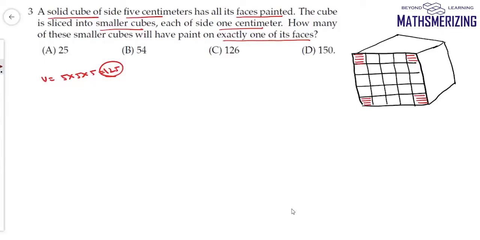Now what about cubes on the edges? On the edges, each cube is shared by 2 faces. So these 12 cubes on the edges will have paint on exactly 2 faces. Now these remaining 9 cubes on each face are the ones which will have paint on exactly one of its faces. So on this face, we'll have 9 cubes. Similarly, we'll have 9 cubes on all of the faces. So the total number of smaller cubes that will have paint on exactly one of its faces will be 9 into 6, and that is 54, and that's your option number B.